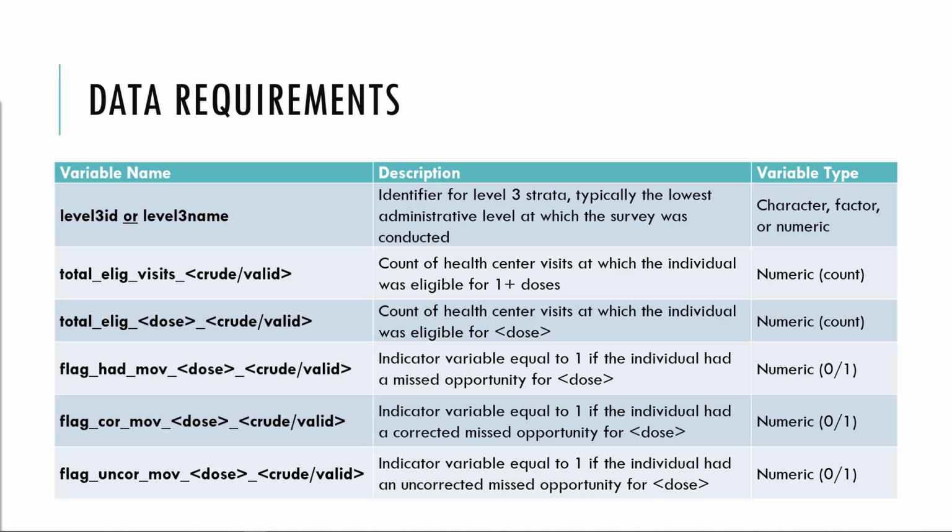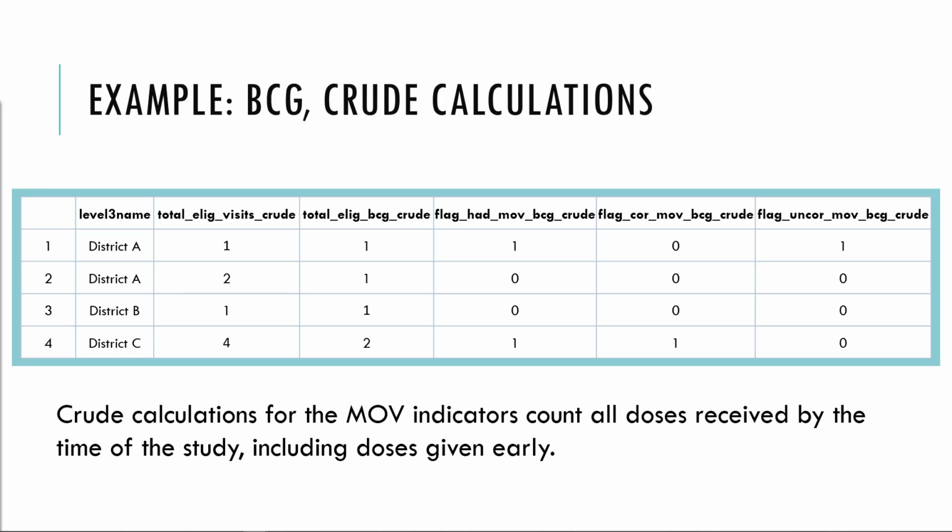So let's quickly illustrate how some of the variables in your dataset might look if you did crude MOV calculations, looking specifically at the variables related to the BCG vaccine. Each row in this dataset represents one child. We have a variable showing which level 3 stratum the child is from, a counter of the total number of visits the child had to a health center when they were eligible to receive at least one vaccine, and then a counter of eligible visits for BCG alone. Next, we have the indicators for whether the child had a missed opportunity for BCG, and if so, whether that missed opportunity was corrected or uncorrected.